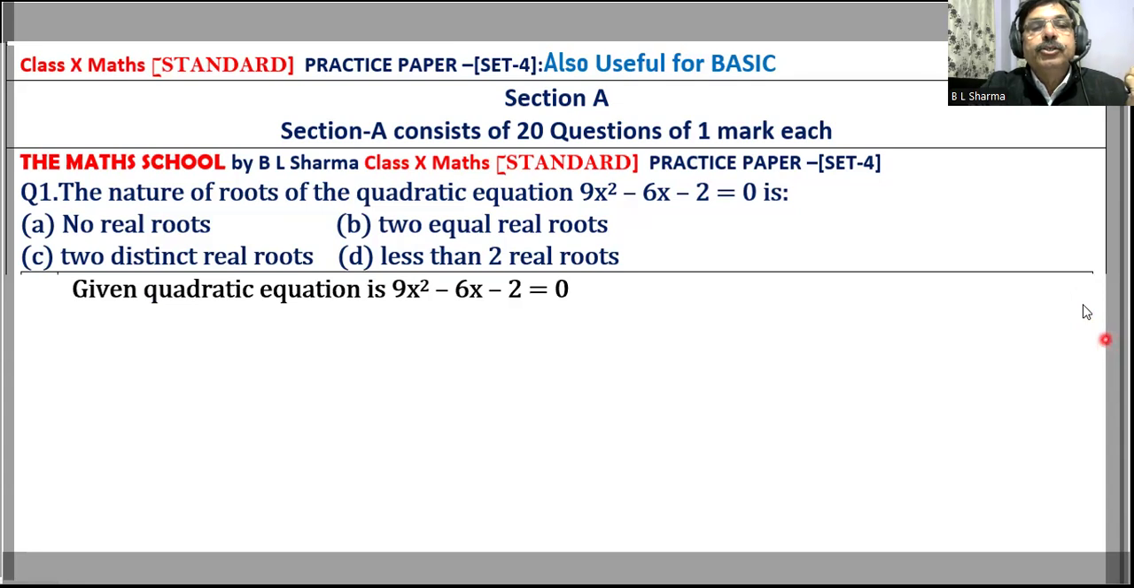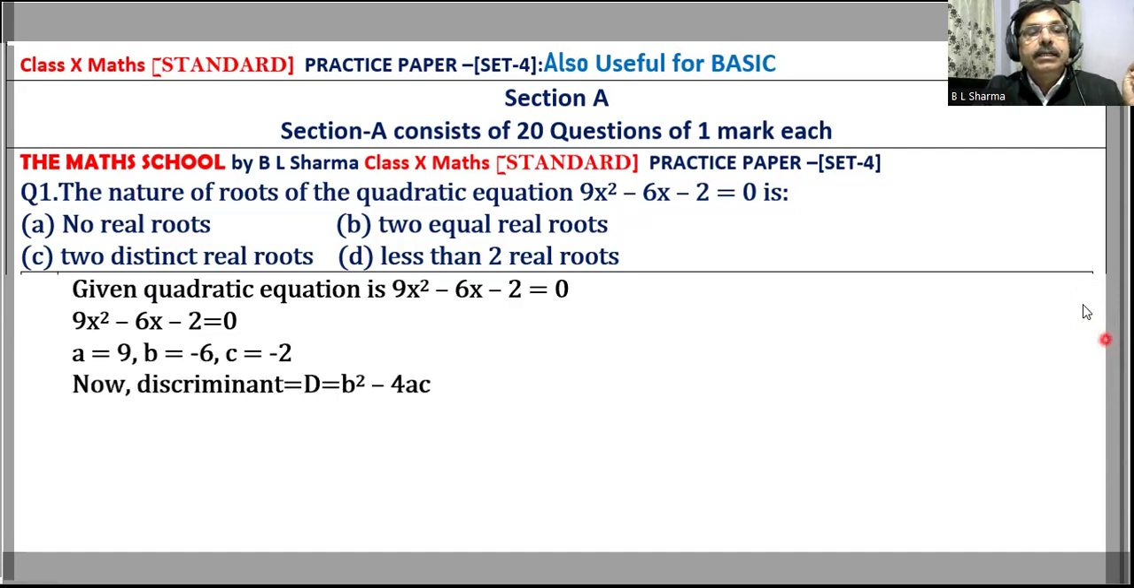This is the quadratic equation 9x square minus 6x minus 2. So we have to identify the coefficient of x square, that is a, that is 9, b is equal to minus 6, and c is equal to minus 2. Now, discriminant, that is D, that is b square minus 4ac. In place of b, put minus 6, minus as it is, in place of a put 9, in place of c put minus 2. Calculate, it is 36 plus 72, that is 108.